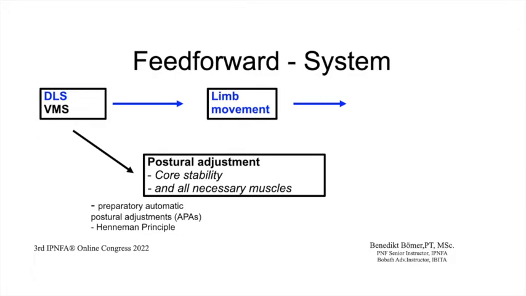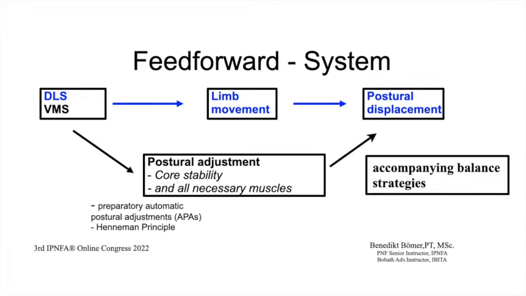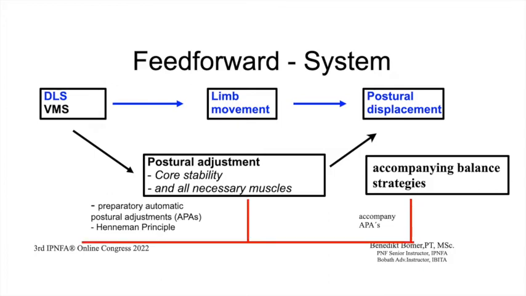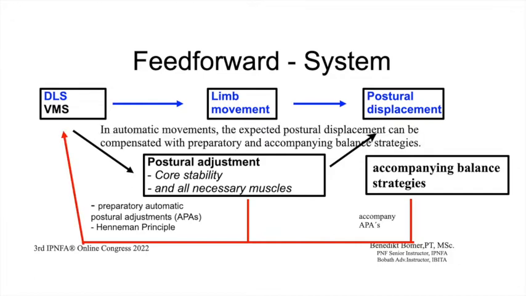Each limb movement means we have a postural displacement and we have to compensate this postural displacement with the accompanying balance strategies. So this is how it works. From each muscle activity, I get a proprioceptive feedback back to the cortex via thalamus. And we can say in an automatic movement, the expected postural displacement can be compensated with preparatory and accompanying balance strategies.